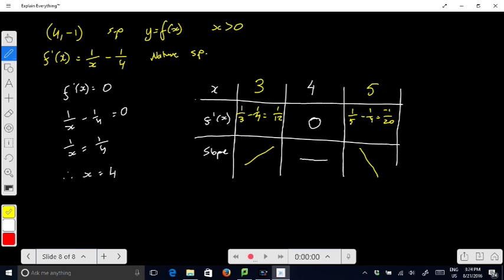So from this, I can say the gradient changes from positive to 0 to negative. So the point (4, -1) is a maximum turning point.